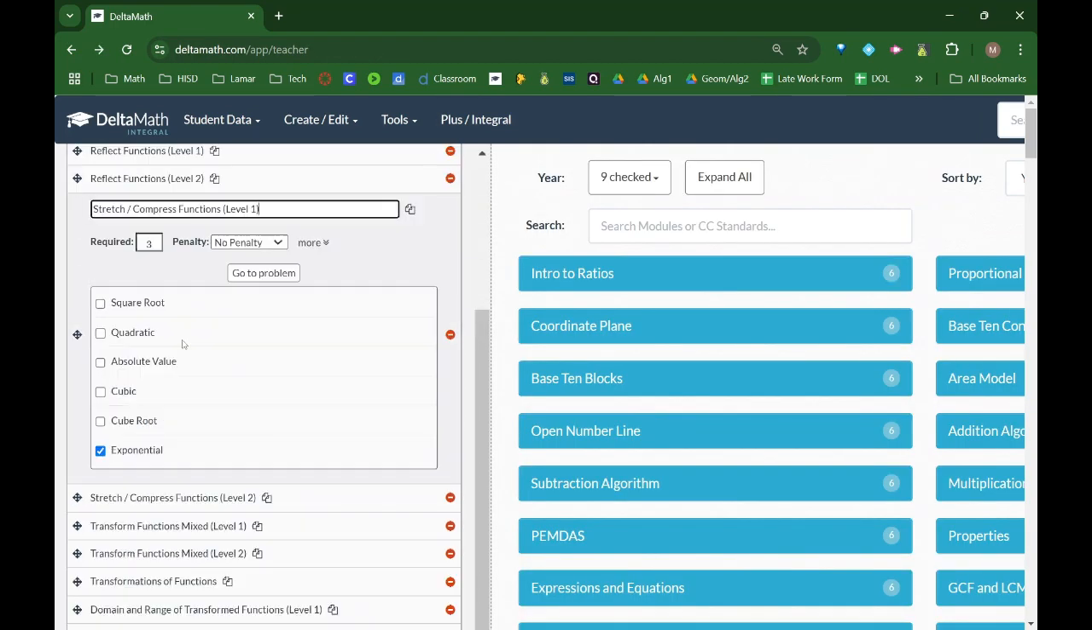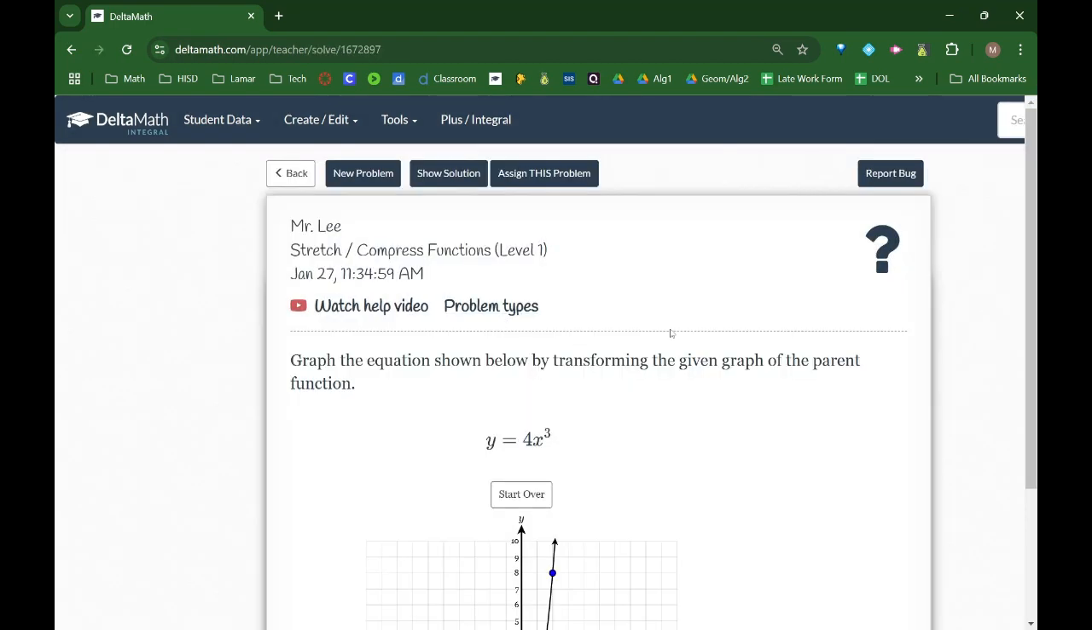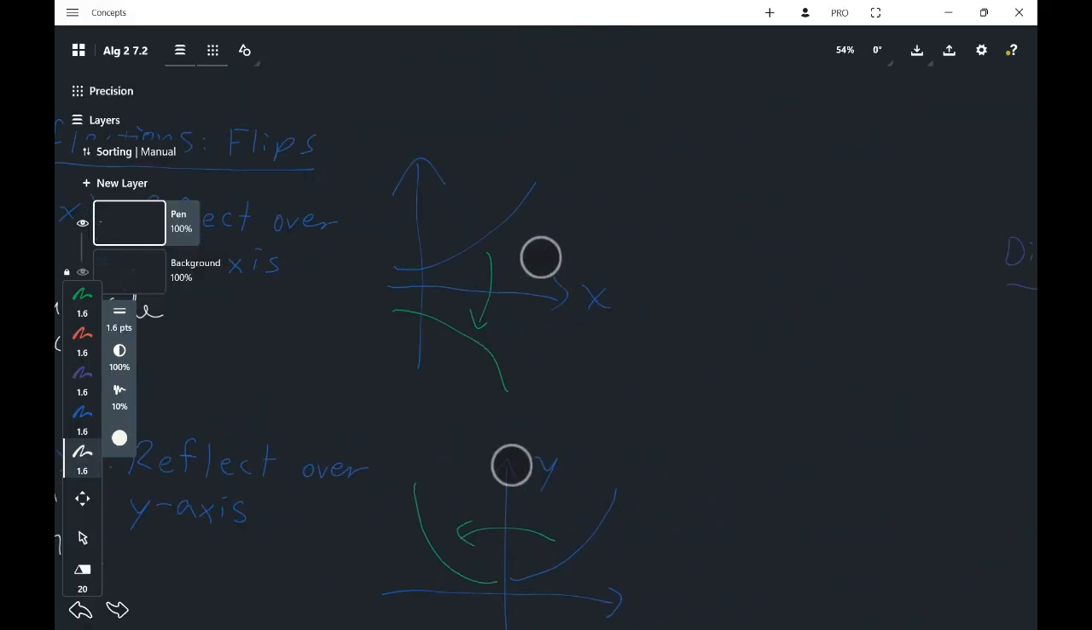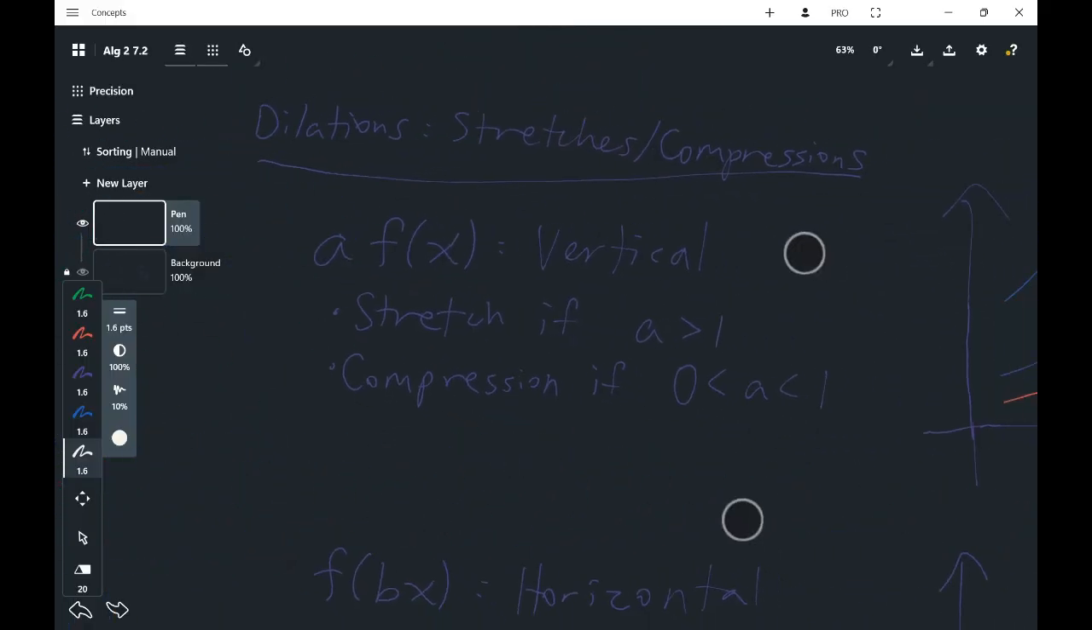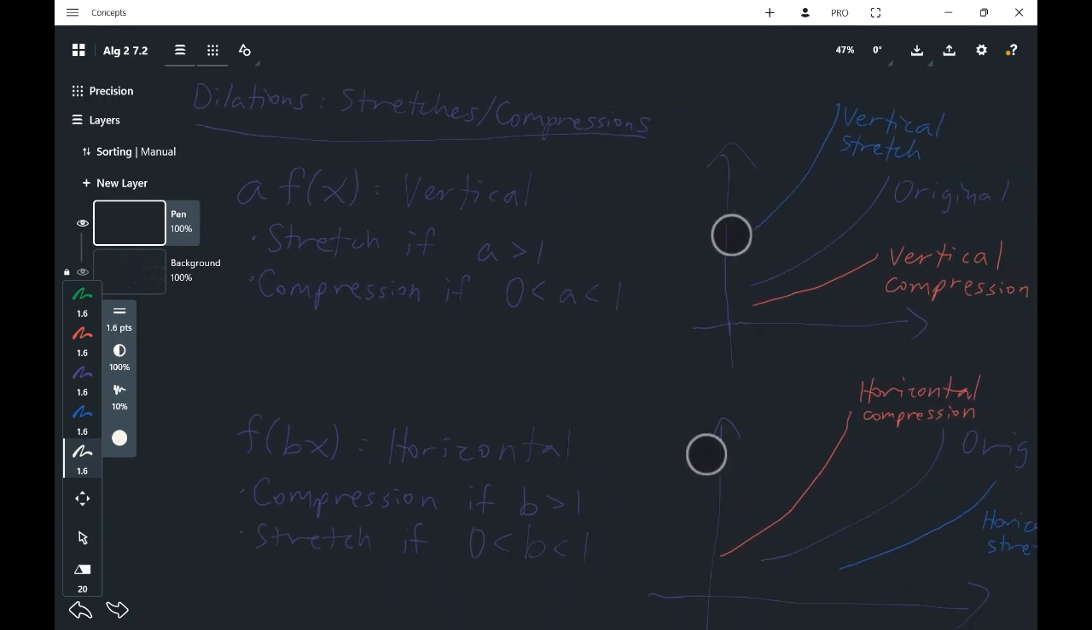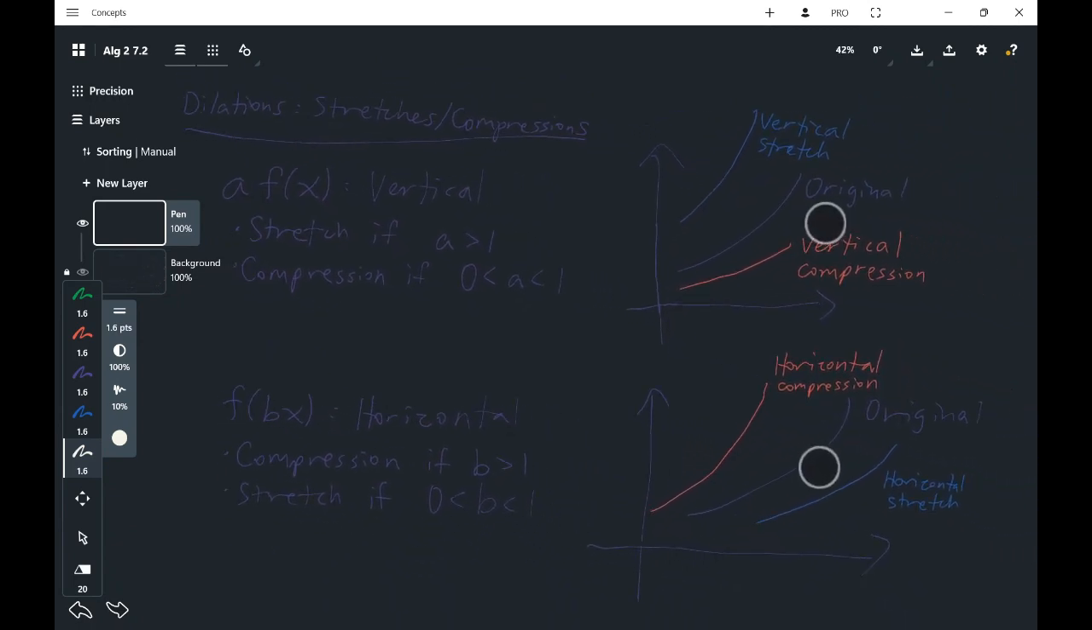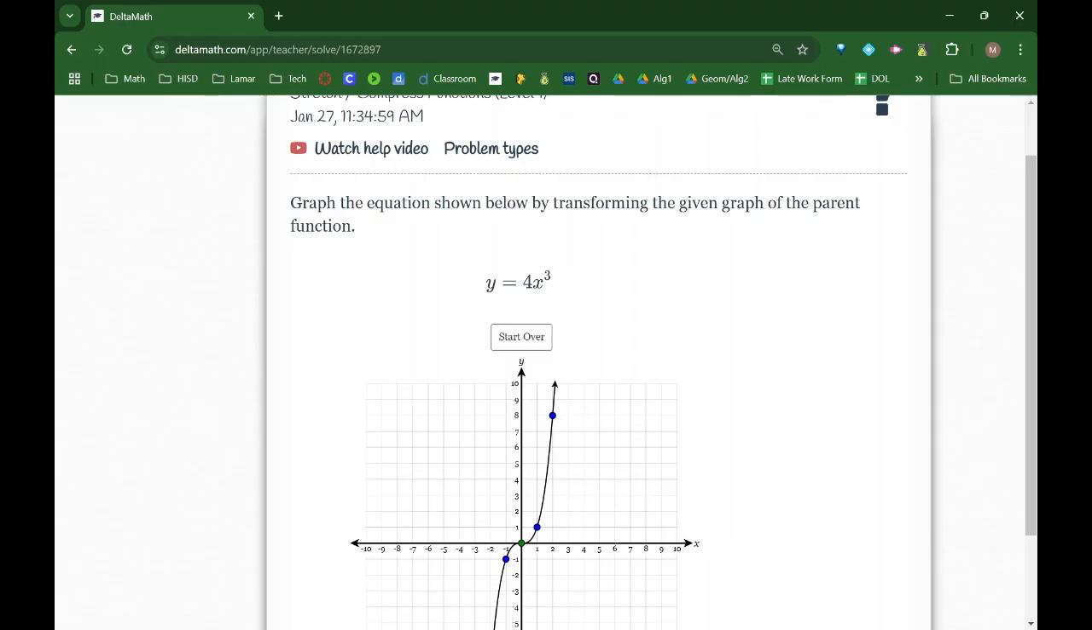Okay, so let's try stretching and compressing. These are known as dilations in math, and this is something I haven't talked about yet here. So here are my notes on this. If you would like to pause here and take a look, you're welcome to do so. I'm going to continue and use these in practice here.